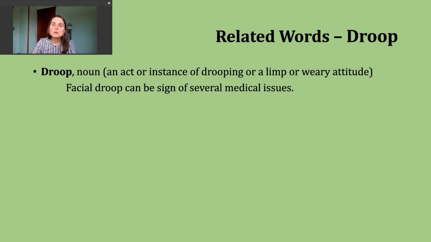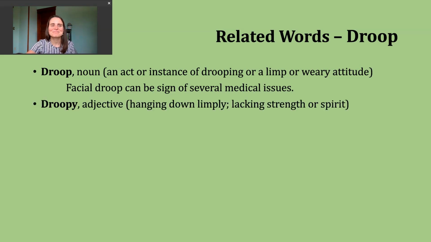In this sentence, droop is being used as a noun. If it comes kind of slowly, so you don't see it immediately, but slowly over a period of time, maybe weeks or months, you start to notice that, I think that can be a sign of like a brain tumor, right? And there might be some other medical issues that would cause someone's face to kind of fall slightly or droop here.